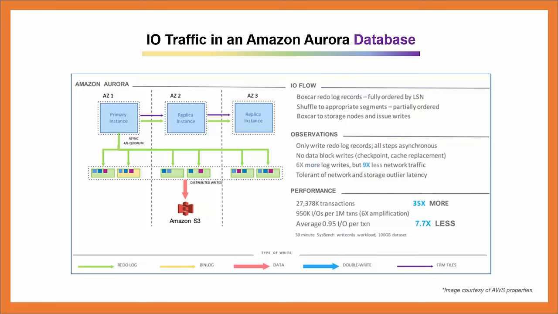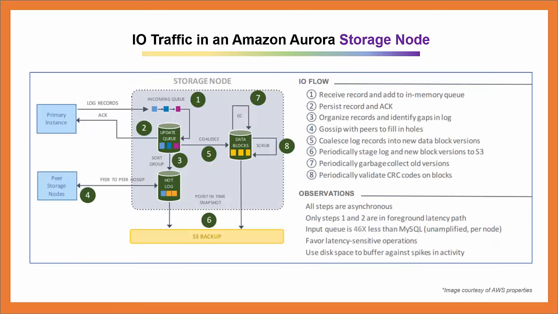The way Aurora is made, it's able to do more because in the background, it's doing a lot less as far as I/O is concerned. Let's now look at I/O traffic on an Amazon Aurora storage node. And again, notice the word storage node is in purple.